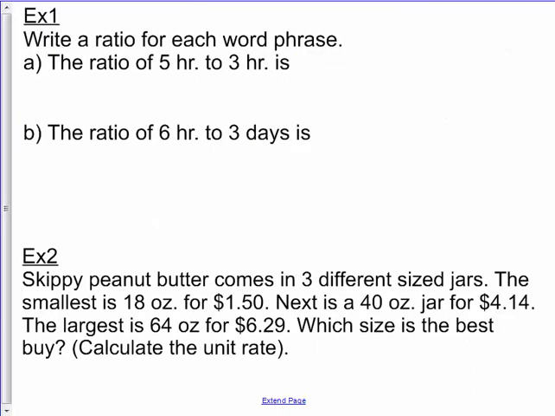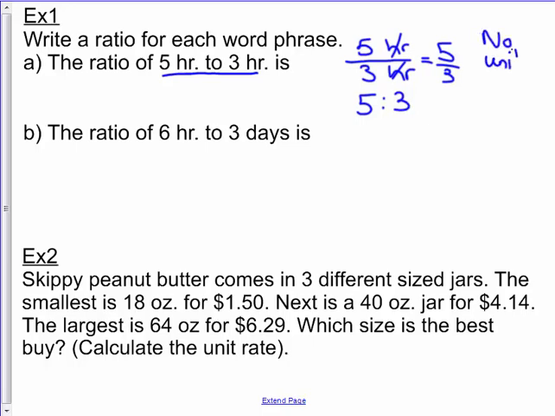So let's take a look at example 1 here. We're taking the ratio 5 hours to 3 hours, and we're going to write it in a couple different ways. One thing that we have to take a look at with ratios is that they really don't have units on them, so we're going to do some canceling out of units here. We write it 5 hours over 3 hours. The hours are going to cancel out, so our ratio is just 5 to 3, or 5 over 3. And we could write it 5:3, 5 over 3, or 5 to 3. And again, no units there. The units have to cancel out on our ratio.